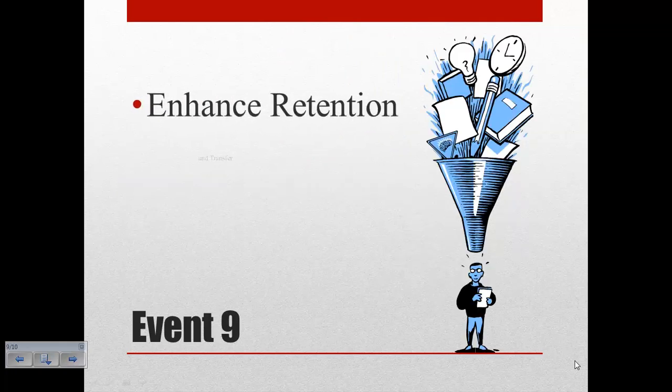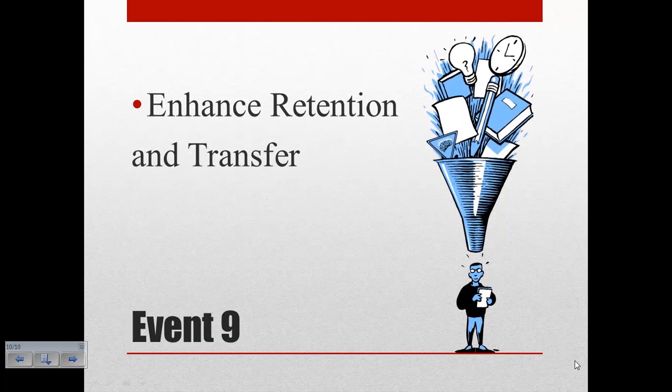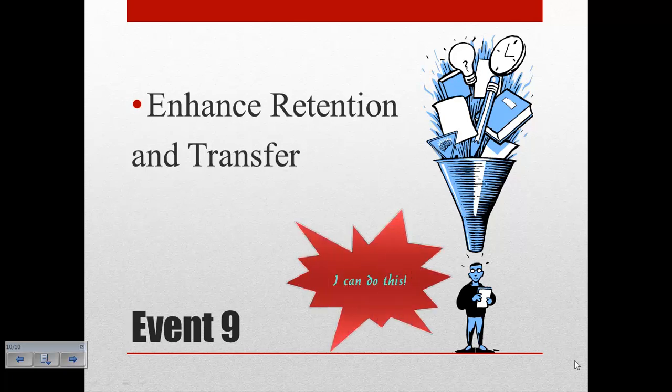Event number 9, enhance retention and transfer to the job. To help students develop expertise, they must internalize new knowledge. Ways for helping learners internalize new knowledge include paraphrasing content, using metaphors, generating examples, creating concept maps or outlines, and by creating job aids, references, templates, or wizards.